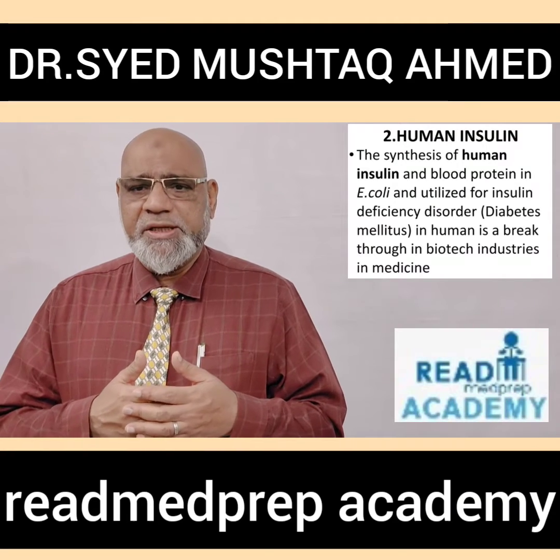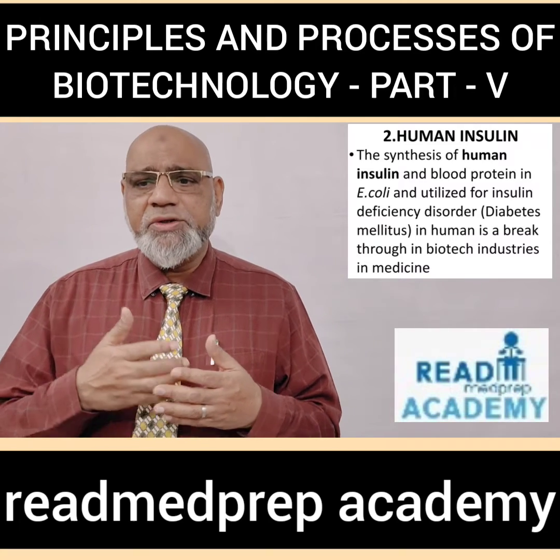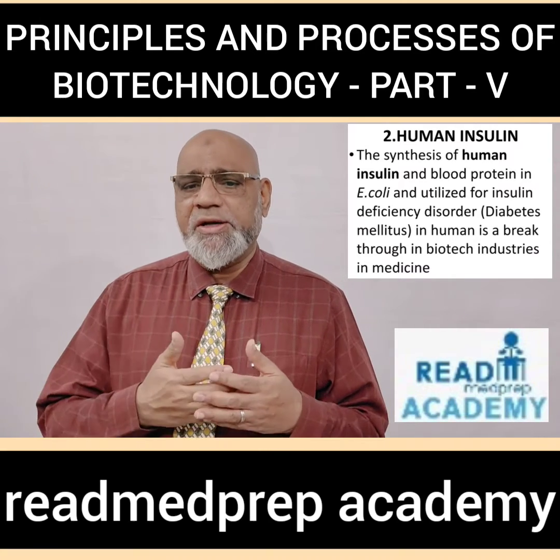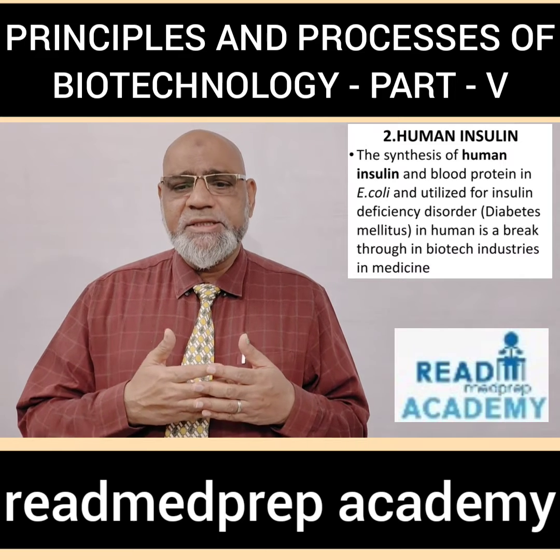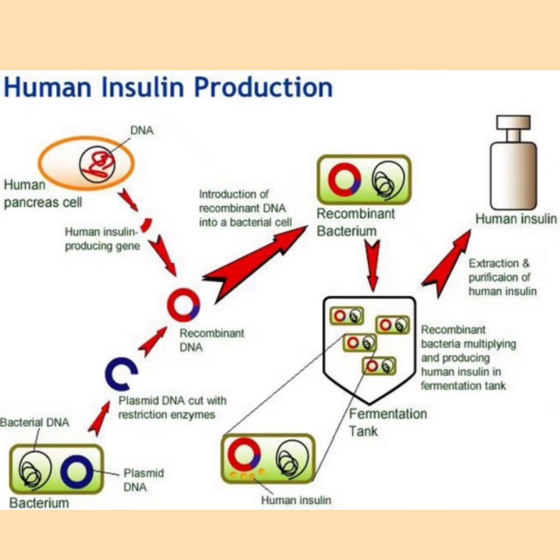Human insulin. The synthesis of human insulin and blood protein in E. coli, utilized for insulin deficiency disorder, diabetes mellitus in humans, is a breakthrough in the biotech industries in medicine. How is human insulin production done?